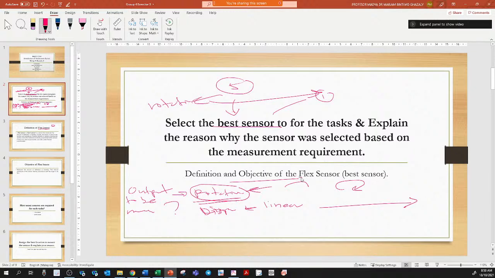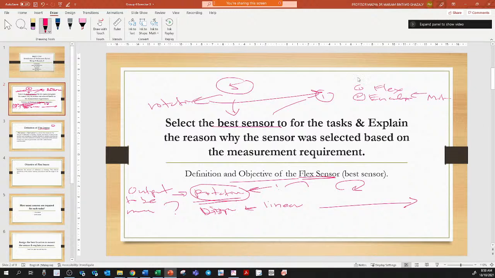So one of them, sure there are other types of sensor that can measure rotation. The example that I just explained to you just now was the encoder. So we have the first one, flex sensor, and the second one, encoder. So what the hell is an encoder? Encoder measures displacement. So it is very accurate. It's directly connected.